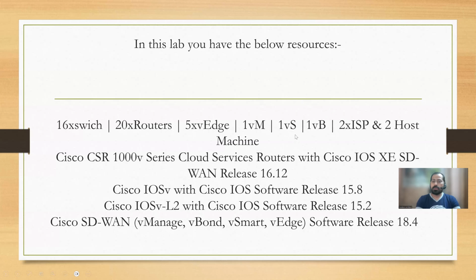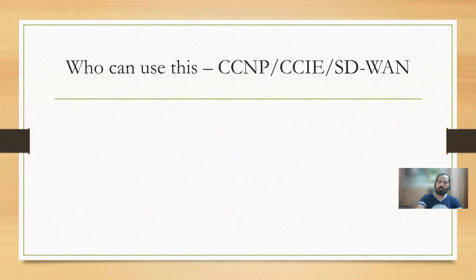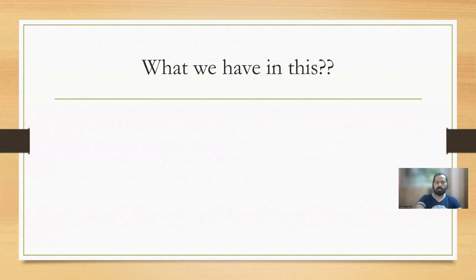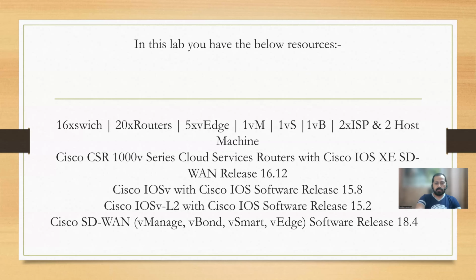Now, what you can't do in this lab: you can't do labs related to DNA, because in this EVE-NG lab we don't have Cisco DNA integration, and you can't do ISE labs either, because we don't have ISE integration. For that practice, you need a full-fledged online rack from any good place. You can go and have it. But apart from 2.1 and 2.2, you can perform all the tasks.